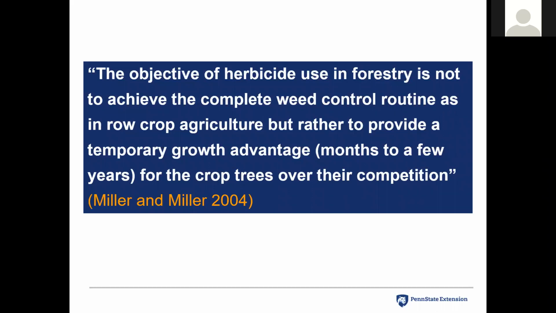And it might only be an advantage for a few months or a few years, but if we can give these species that advantage, reduce that deer impact, and get that window that we need to get them established and get them growing, that's really what our objective is.